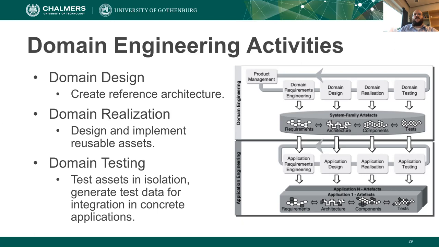We're going to go through our detailed design and implementation of reusable components. So at this stage, the planned variability, which has been expressed in our requirements and in our feature model, has to be realized with adequate implementation mechanisms. And then domain testing, right? This aims at verifying these reusable components in isolation that were implemented as a result of this process.